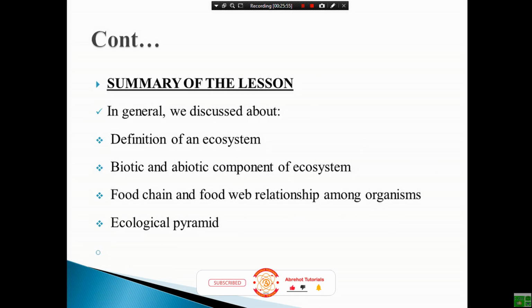When we summarize the total lesson, in general we discussed the definition of an ecosystem, what ecosystem means, biotic and abiotic, or biological and physical, components of an ecosystem, food chain, which is a direct feeding level, and the indirect or complex feeding level relationship among organisms, and ecological pyramids, the trophic structures of an ecosystem, which are described in terms of pyramid of energy, number, and biomass. These are all that have been discussed in today's lesson.